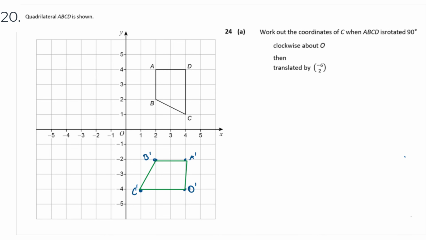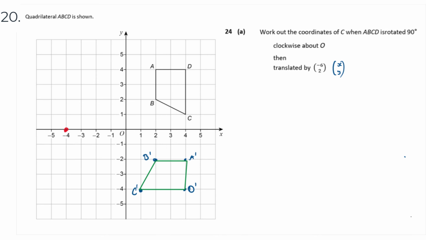Okay, and then I'm going to translate it by minus 6, 2. Now, minus 6, 2. The top digit is in the direction of X and the bottom digit is in the direction of Y. So I need to go negative 6 in the direction of X. That means I'm going to go 6 units to the left and 2 units in the direction of Y, which is 2 units up. Taking the point B to start with, I'm going 1, 2, 3, 4, 5, 6 to the left, 1, 2 up. I'm going to end up at that point there, aren't I?